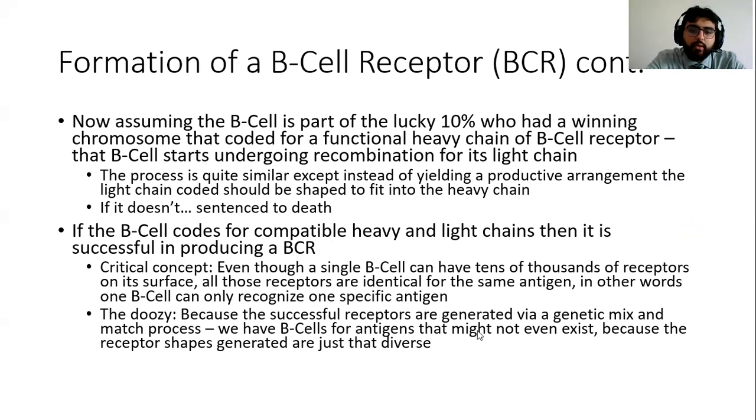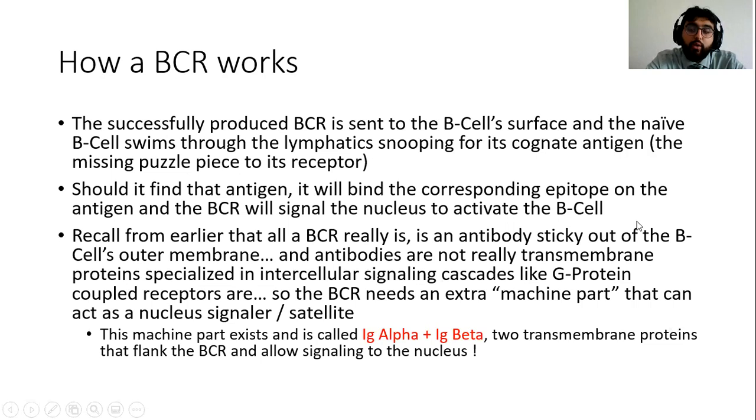And then, like I said in the first lecture, because of the genetic mix and match, and the somatic recombination, in theory, we do have antibodies for antigens, in other words, protein sequences that may not even exist, right? So that's essentially it. Now we have the B-cell receptor: a successful heavy chain and light chain were produced. They indeed are conformationally apt to do their job, and they're put together and projected onto the cell surface. Now, how does this actually work? How does a B-cell receptor work?